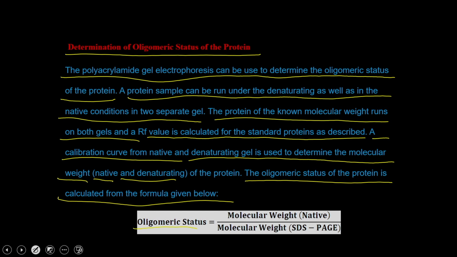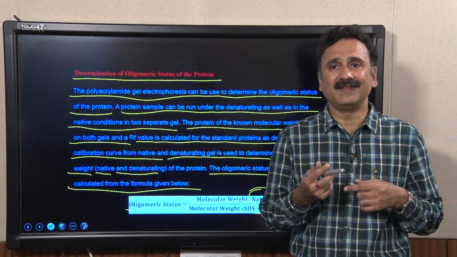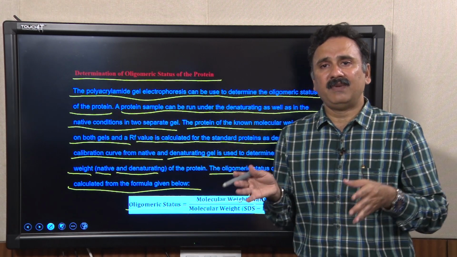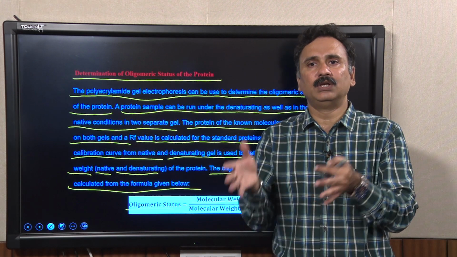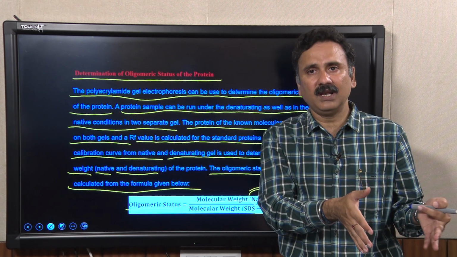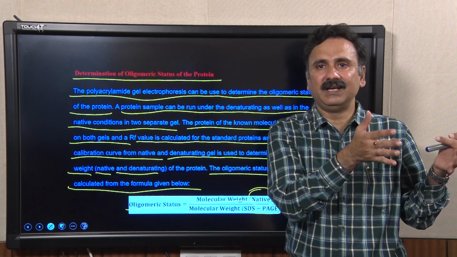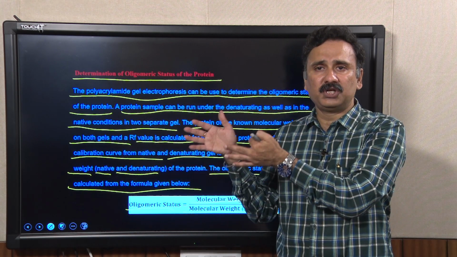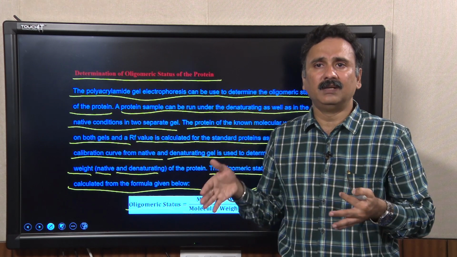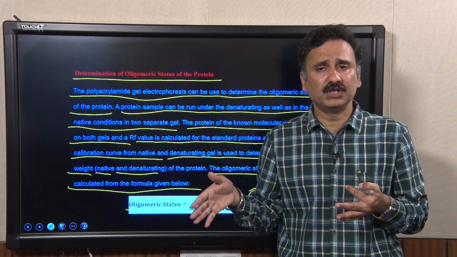Oligomeric status is equivalent to the molecular weight of the protein you get from the native PAGE divided by the molecular weight you get from the SDS PAGE. So, the process remains the same, except that you might have to run the same sample on two gels. One is a native gel where you are not going to add the SDS or the beta mercaptoethanol, and then you are also going to run an additional gel where you run the protein under denaturing conditions.